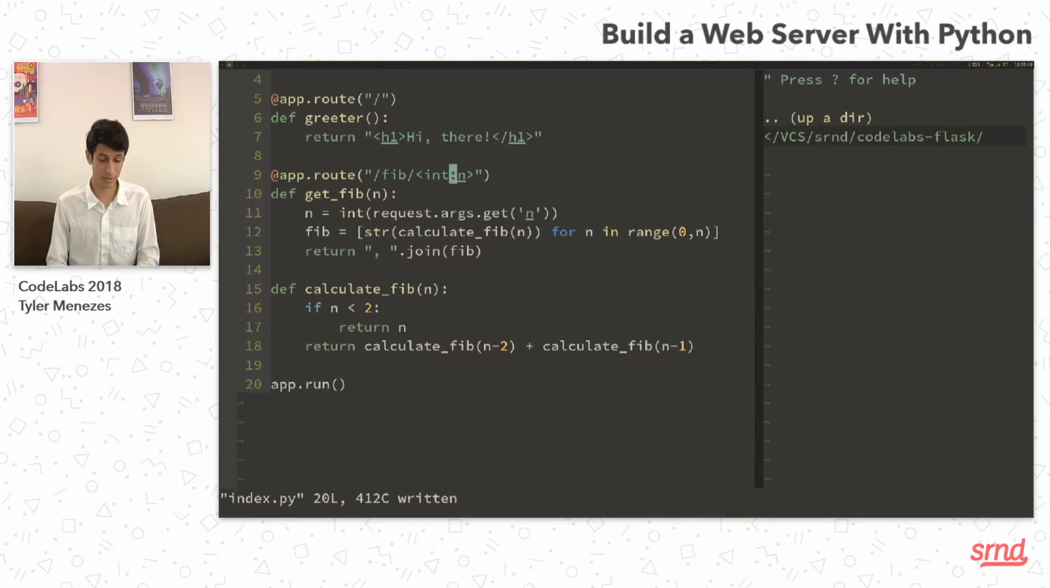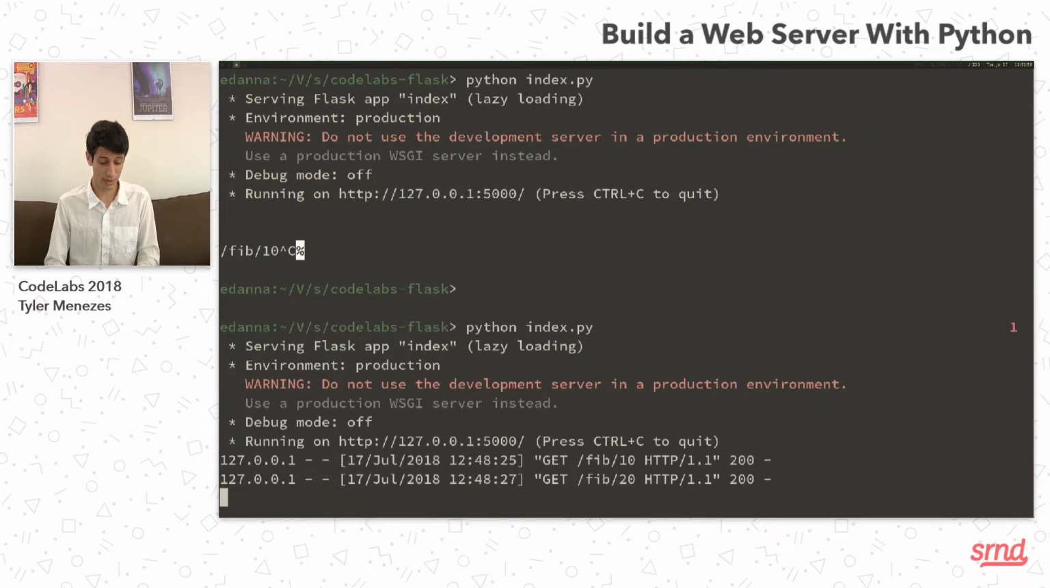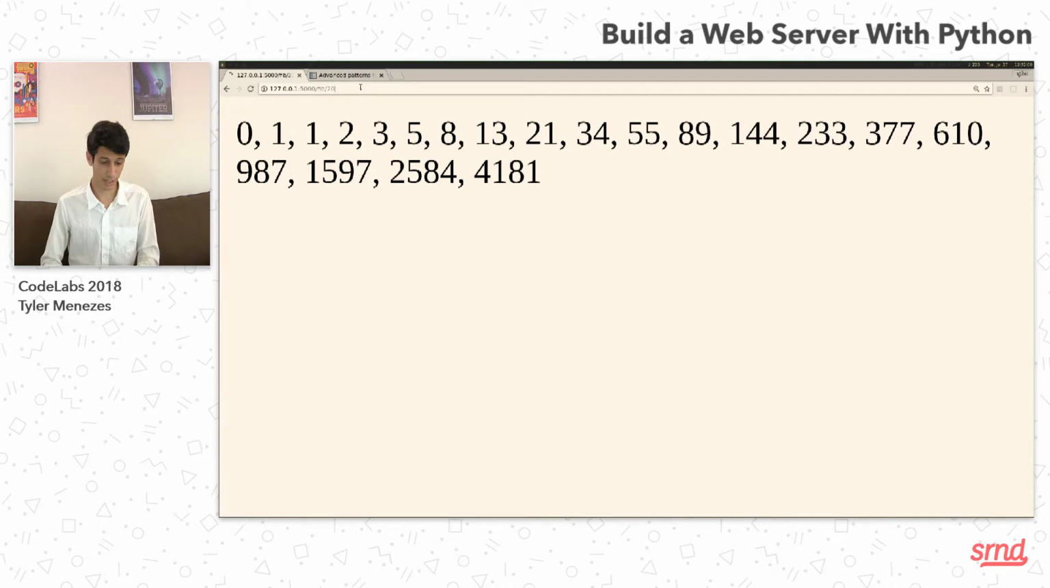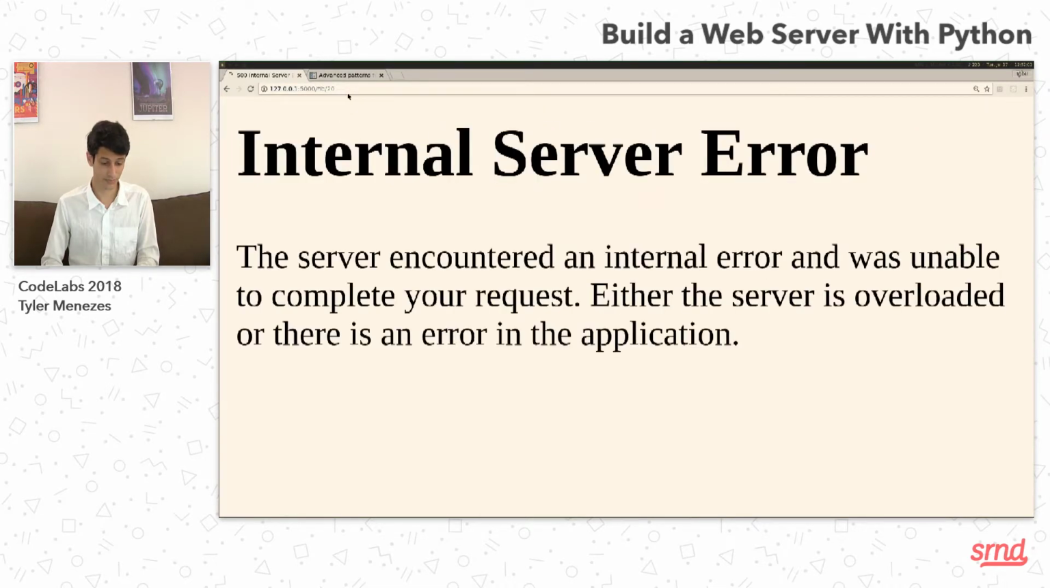So what this does then is we tell it, we've done exactly what we were hoping to do. We told it to map in this n into this parameter. So now what we can do, if I restart this, let's go to /fib/20, and it should still work. Oh, we get an error.